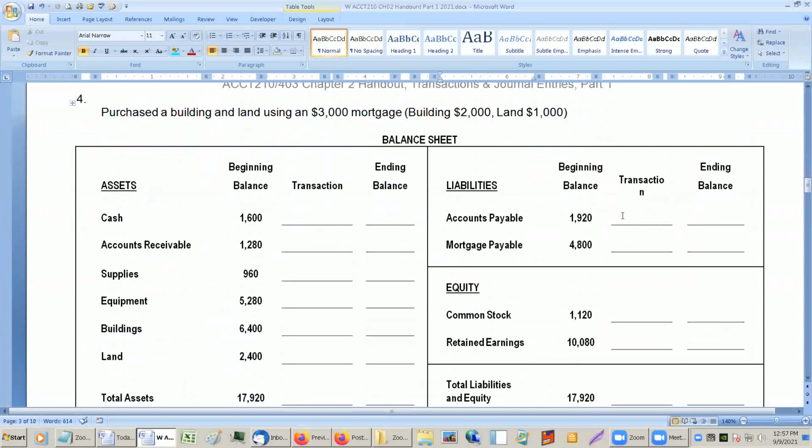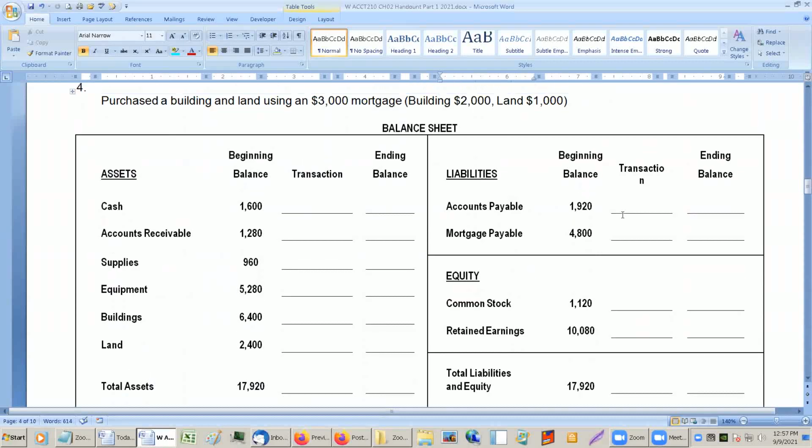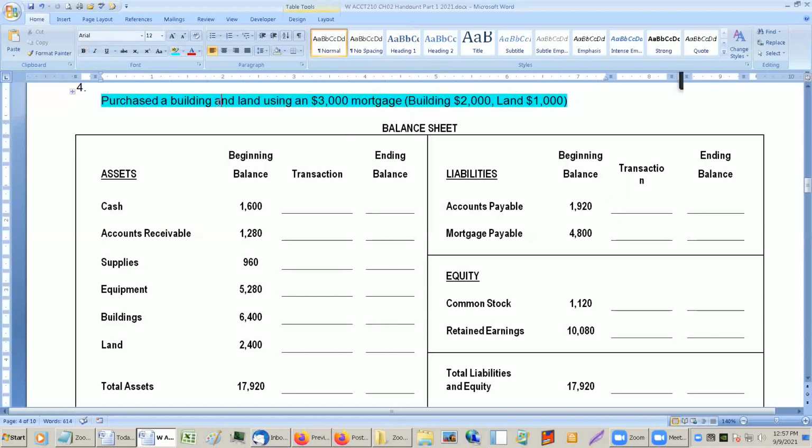Okay, number 4. Lots of stuff. Purchase building and land using a $3,000 mortgage. Building is 2,000, land is 1,000. Okay.